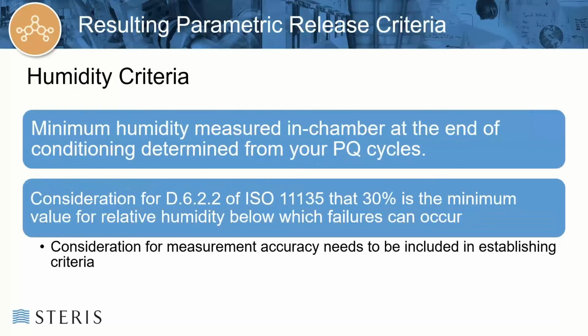For humidity, your minimum humidity measured in chamber at the end of conditioning, and this can be determined from your PQ cycles to set a low spec on your humidity criteria. Just also considering that Annex D 6.2.2 of the ISO states that 30% is a minimum value for RH, below which failures can occur. Always remembering to take consideration for the measurement accuracy in establishing your criteria.